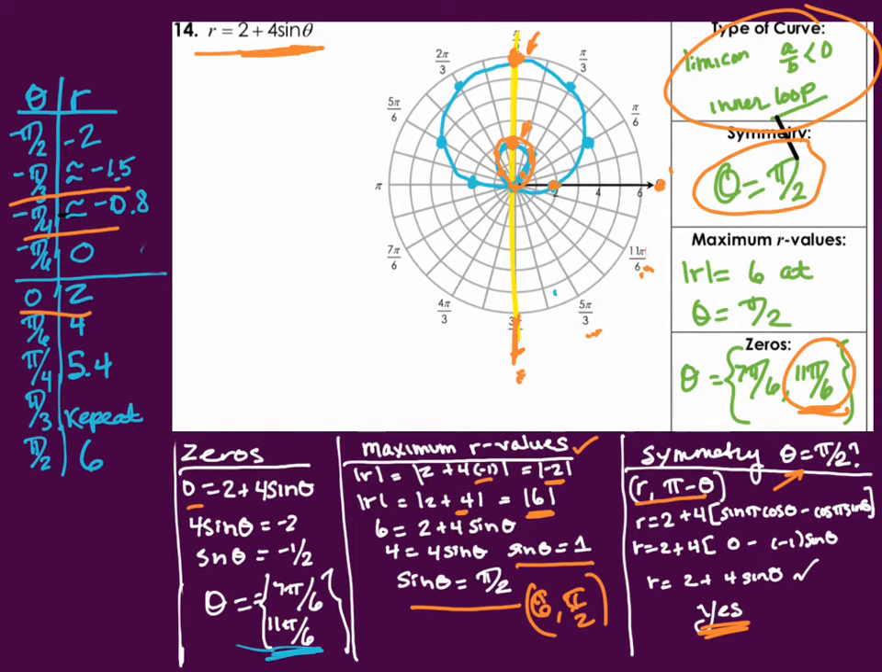At pi over 6, I get 4. So now, I didn't do my symmetric one at 0. So there, I have one across the axis. At pi over 6, it's 4. So I have a point here and on the other side. And at pi over 4, it's 5.4. So I have that. So pi over 3, get it here and here. And so we have our outer circle. Okay, so that was an example of an inner loop and an outer loop. All right, I'm going to go do one more, I think.